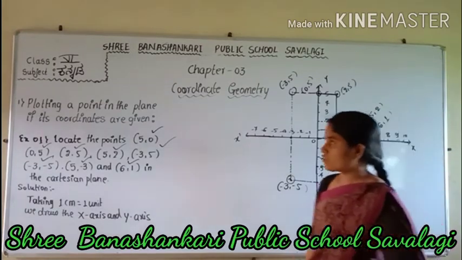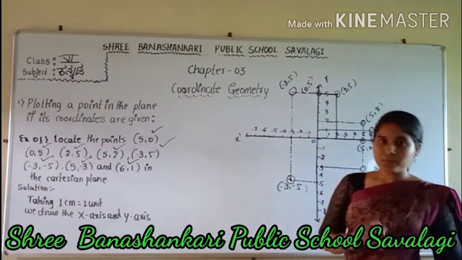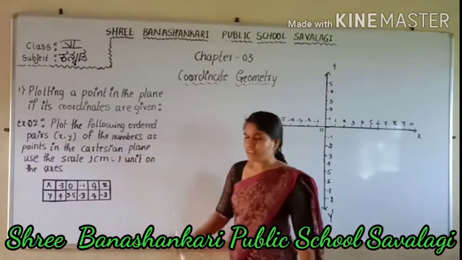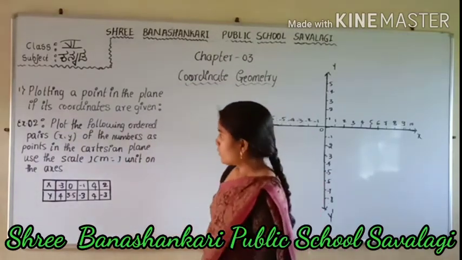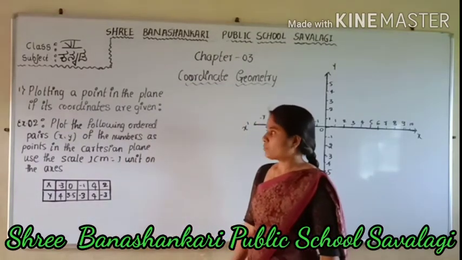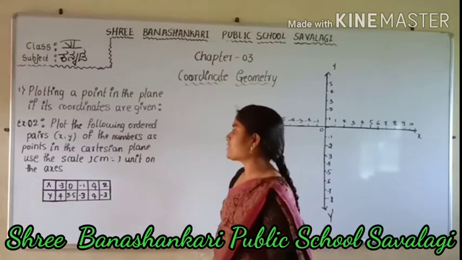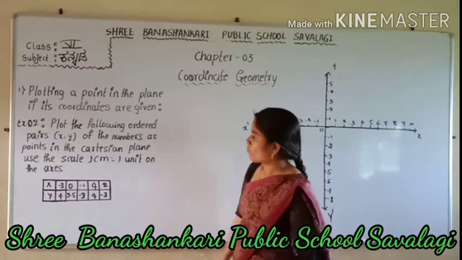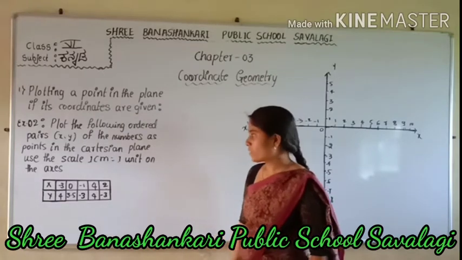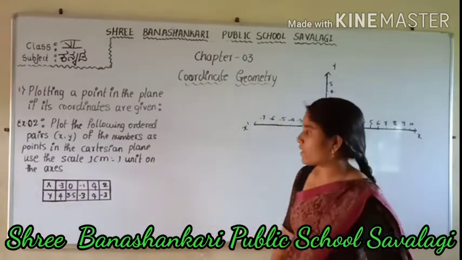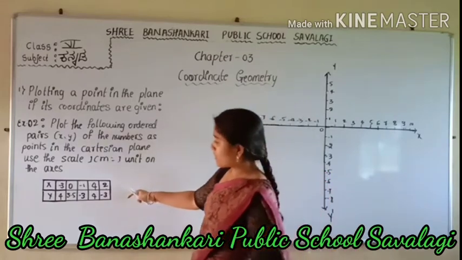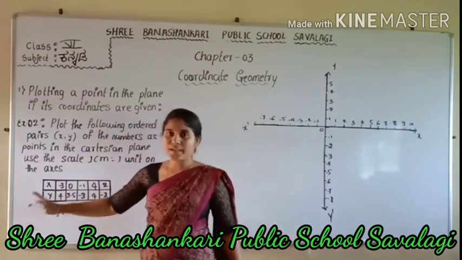And I hope you all understood this problem. And okay students, here we have another problem: plot the following ordered pairs xy of numbers as the points in the Cartesian plane. Use the scale 1 cm equal to 1 unit on the axis. Here we have the coordinates in the table. In this table we have the coordinates of x and y.